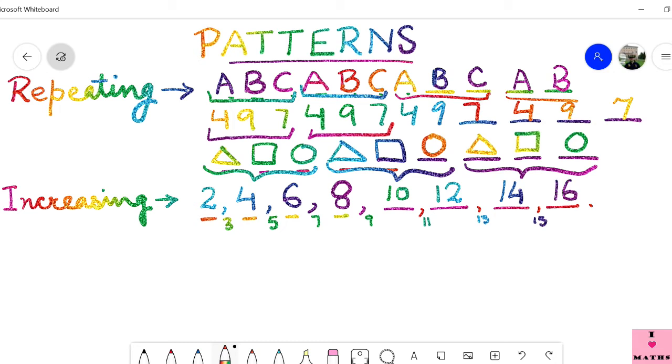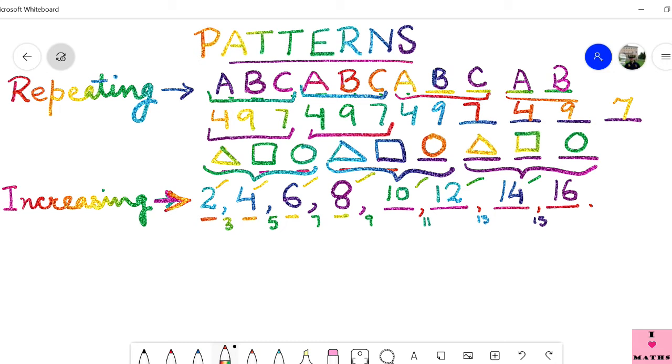Those of you who know tables very well would come to know that this pattern is actually the table of 2. 2 ones are 2, 2 twos are 4, 2 threes are 6, 2 fours are 8, 2 fives are 10, 2 sixes are 12, 2 sevens are 14, and so on. So these types of patterns are called increasing patterns.